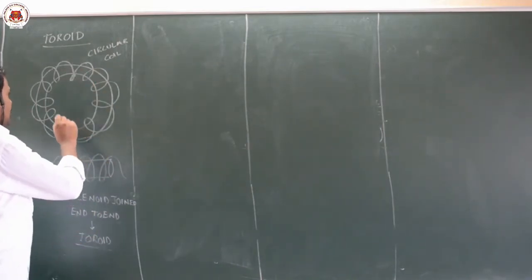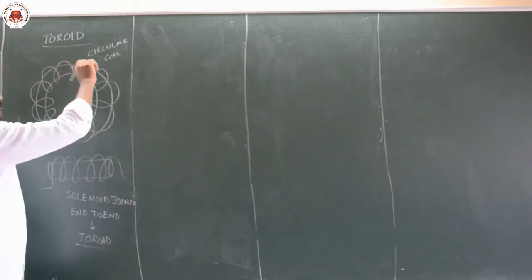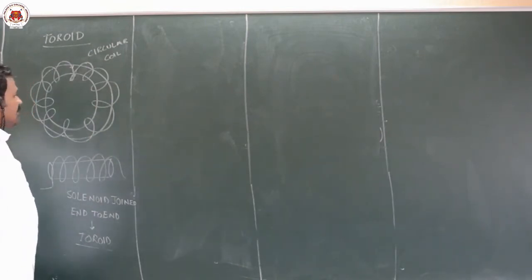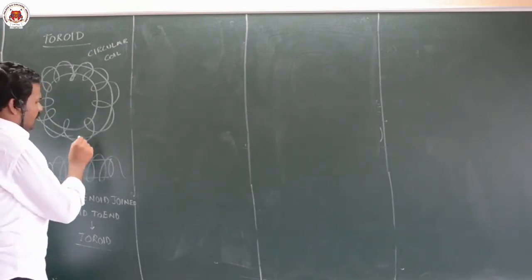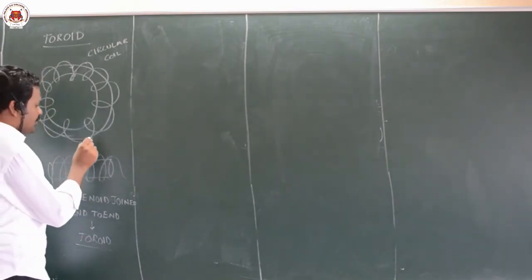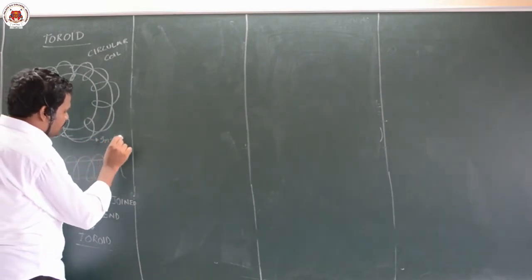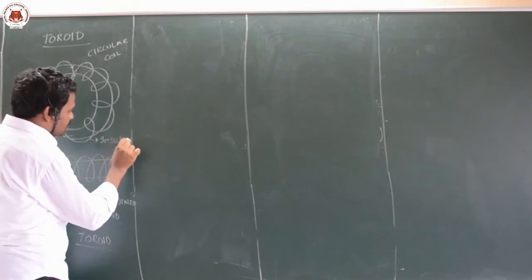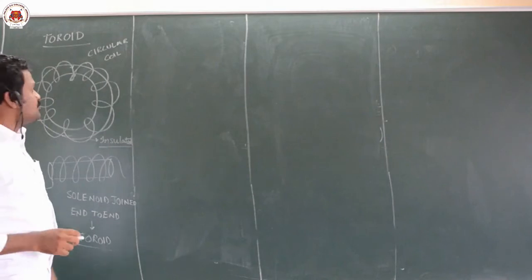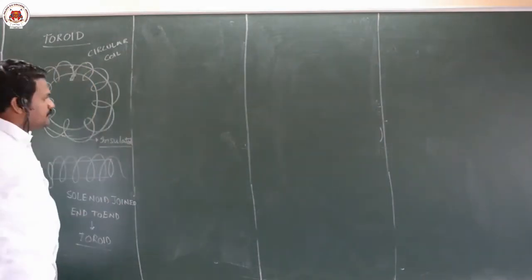And current is flowing through this wire. At the same time, the windings are very close and the wire is insulated wire. These are all points we discussed in the case of a solenoid. This is insulated wire, the turns are very closely wound, and current is flowing like this.